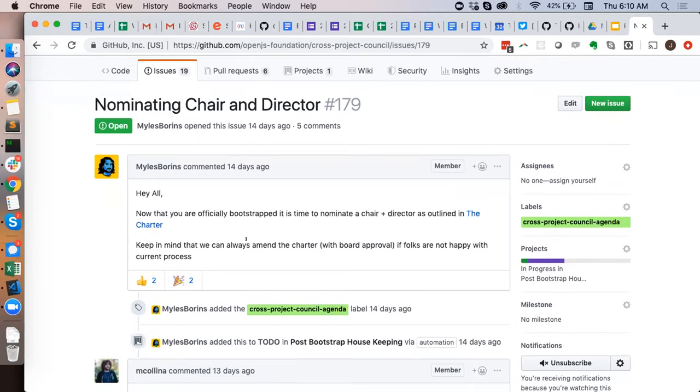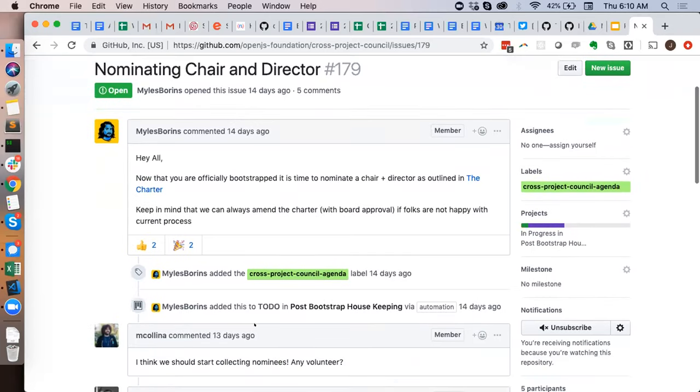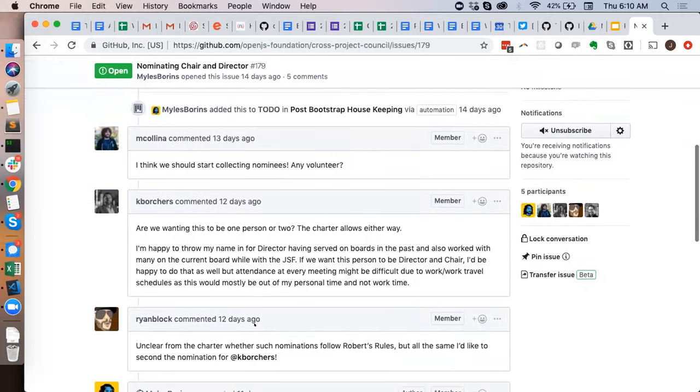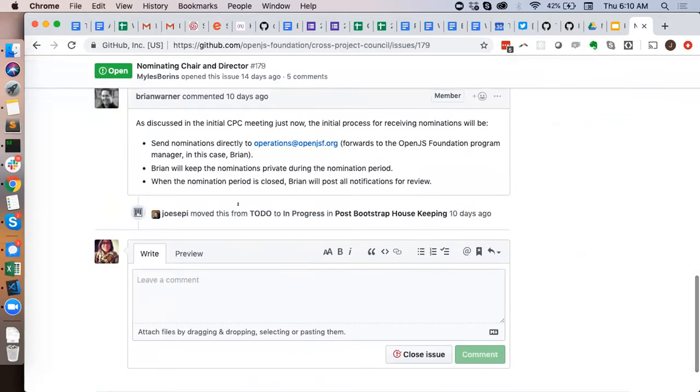And I believe that the process is that we are to email nominations, that last one, to operations@openjsf.org. And they'll remain private until the nomination period is over. And then when it's closed, Brian Warner will post all nominations. Awesome. Yeah. Any open questions on this issue, or can we move on?